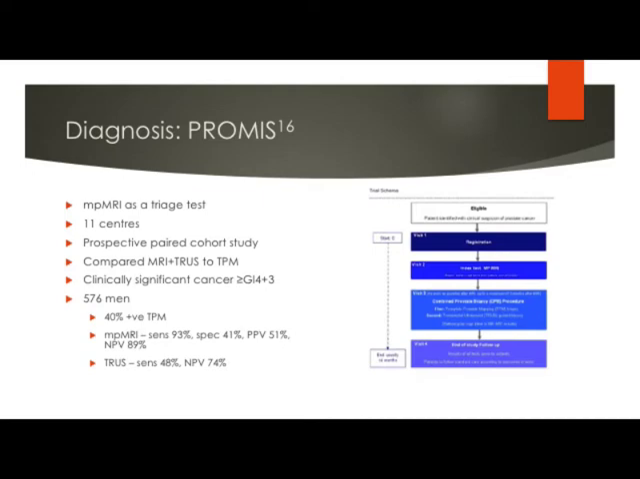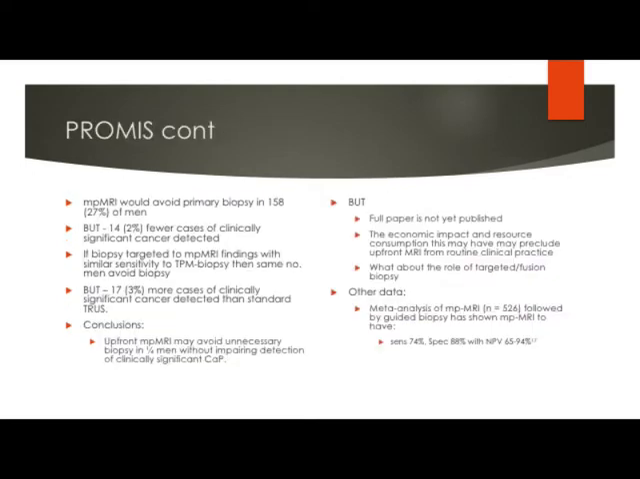But they randomized 576 men. 40% of them had a positive transperineal biopsy. And they found that the multiparametric MRI gave a sensitivity of 93%, but a specificity of only 41%, but performed much better than TRUS alone. The difficulty is we haven't seen all the data, but they then wanted to say that, by using multiparametric MRI, you could potentially avoid biopsy based on their data in 158 men, but you would miss 14 patients that had potentially clinically significant cancer.